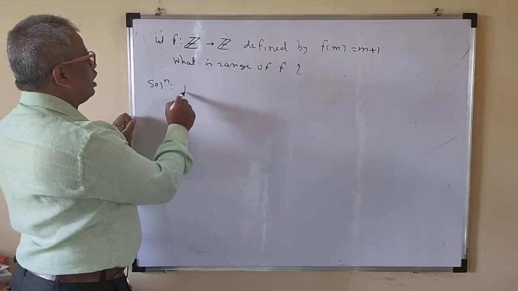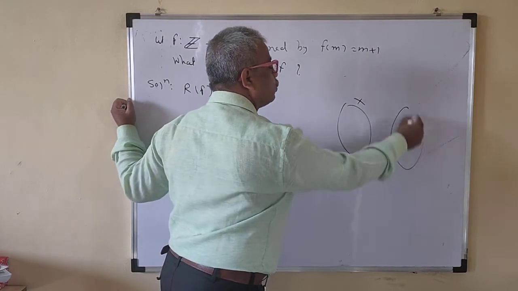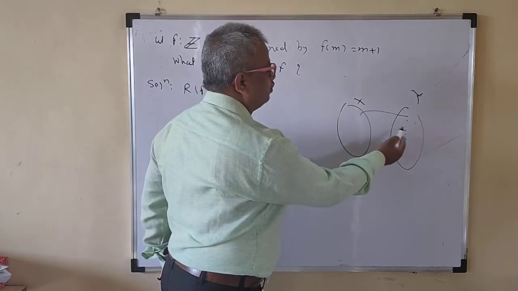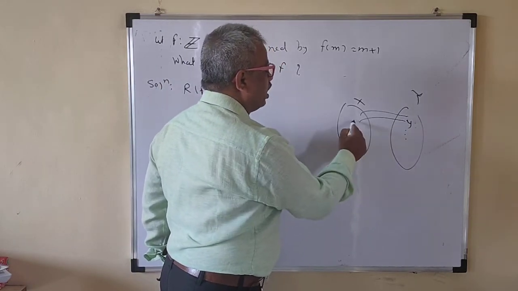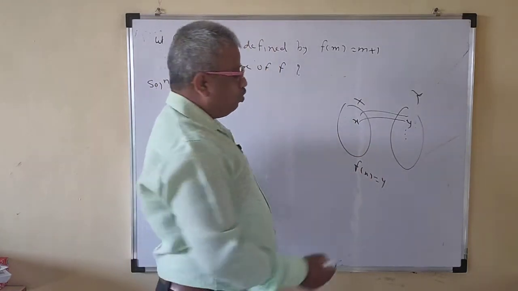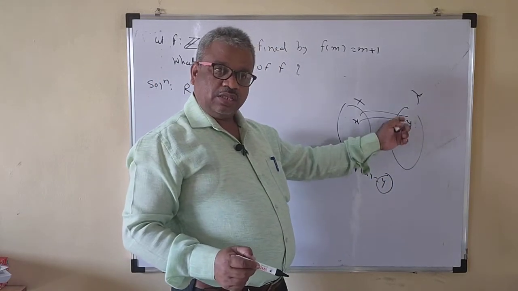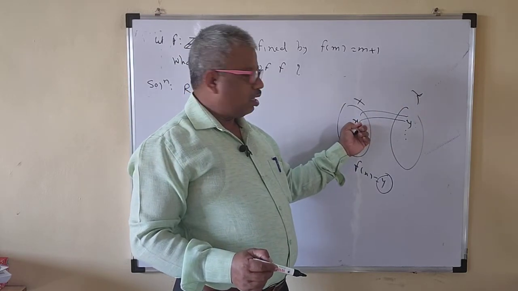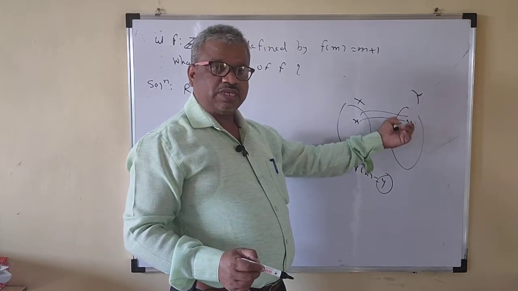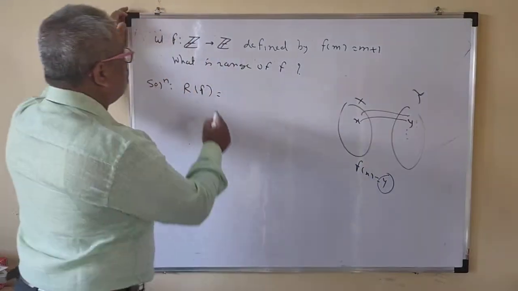You know that the range of f means what? Suppose this is your x, this is your y. The elements of the codomain which have a pre-image: that means if y is there, then there should exist x such that f of x is equal to y. So you want to find such y. That means the elements of the codomain which have the pre-image, that you want to find.